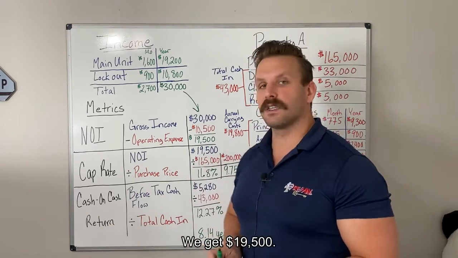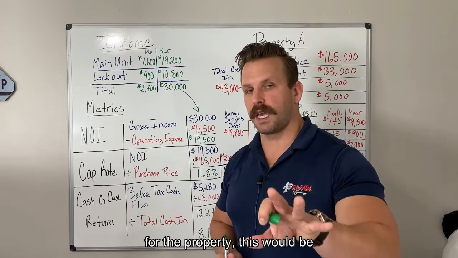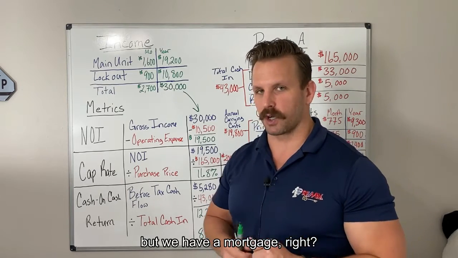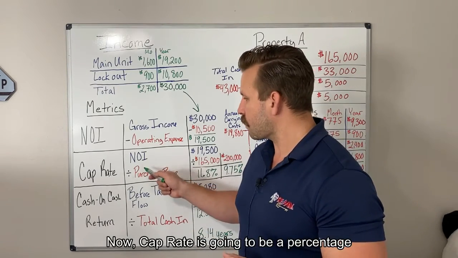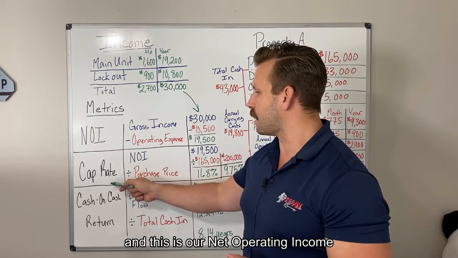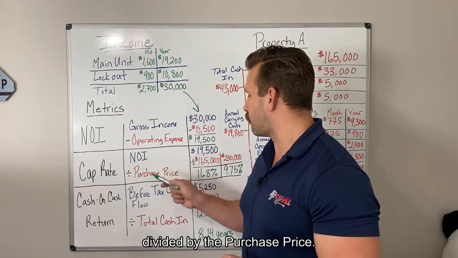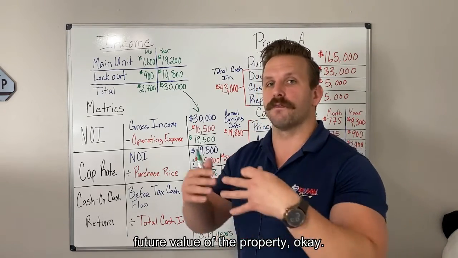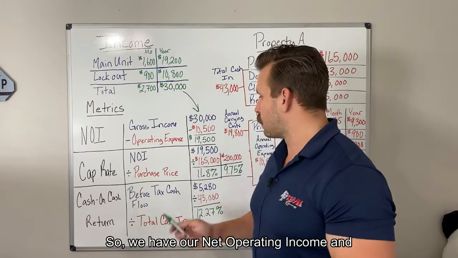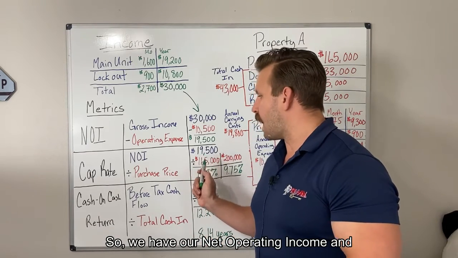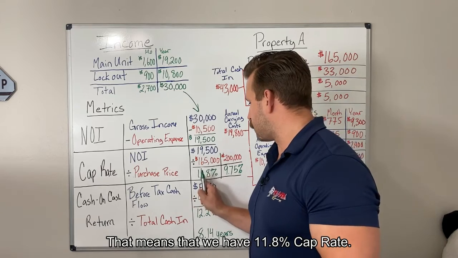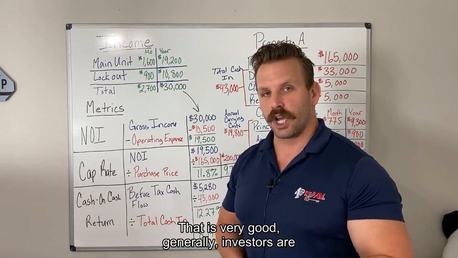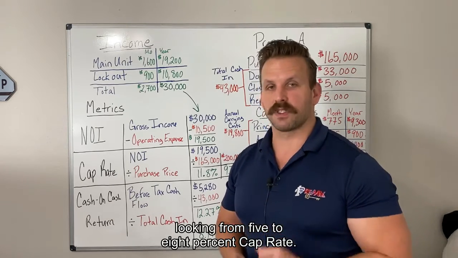We get $19,500. Now, if you had paid cash for the property, this would be the amount of money that you take home. But we have a mortgage, right? So we have to pay the mortgage. Now, a cap rate is going to be a percentage, and this is our net operating income divided by the purchase price. This is a great number for finding out the future value of the property, okay? So we have our net operating income, and then we have the purchase price. That means that we have an 11.8% cap rate. That is very good. Generally, investors are looking for a 5 to 8% cap rate.